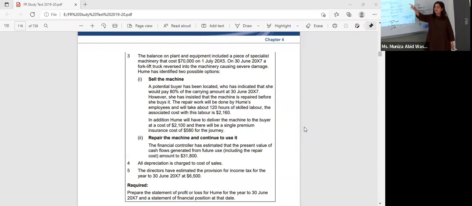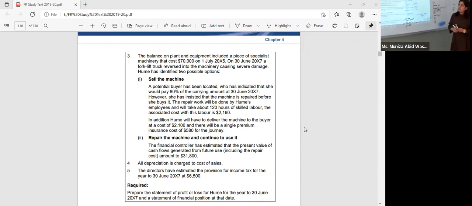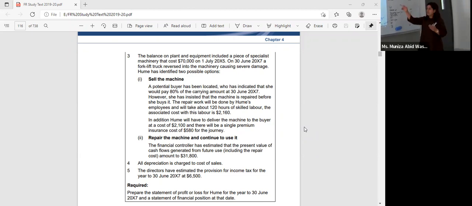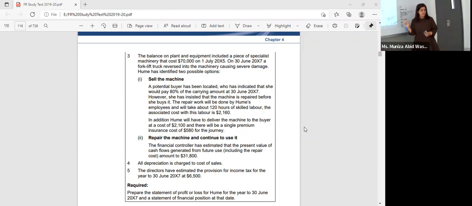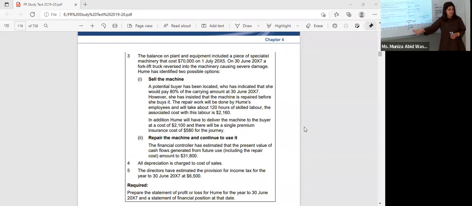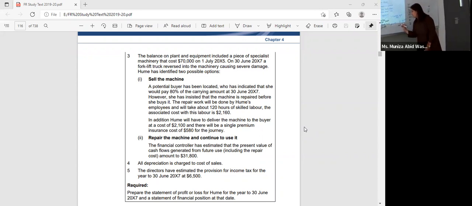Now two options are there: to sell the machine or to repair it and use it. So we are going to compare this carrying value with the recoverable amount. So carrying value we have calculated. Now sell the machine. A potential buyer has been located who has indicated that she would pay 80% of the carrying amount. So selling the machine is giving us an option that 80% of the carrying amount at 30th June 2007 can be taken. So how much? 44,800 is our carrying value. 80% of 44,800 would be our fair value. 44,800 multiplied by 80%. How much is it?